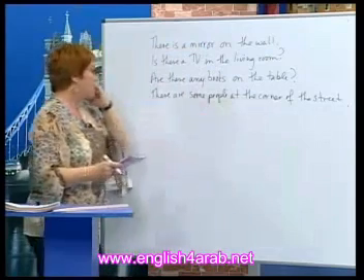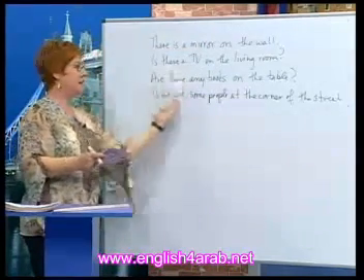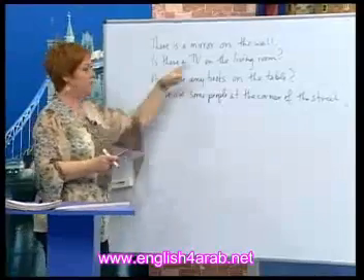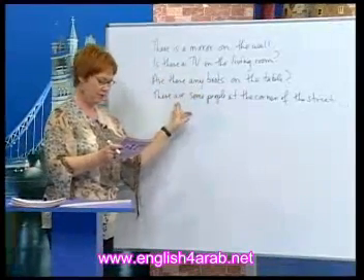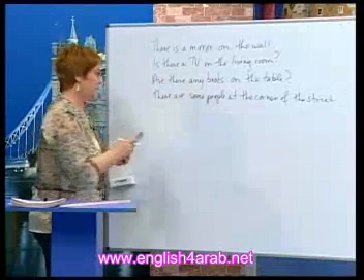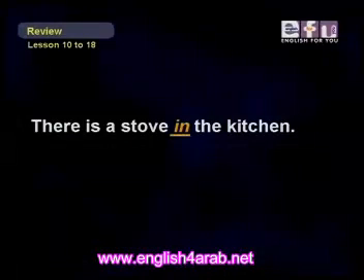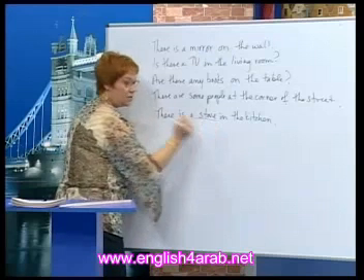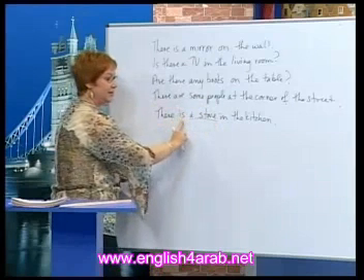Okay, now with there, remember that the real subject comes after the verb. So you have to look here and then look back to get the right verb. So here are some examples. There is a stove in the kitchen. There is one, only one. So we look back to make it is. There is a stove.